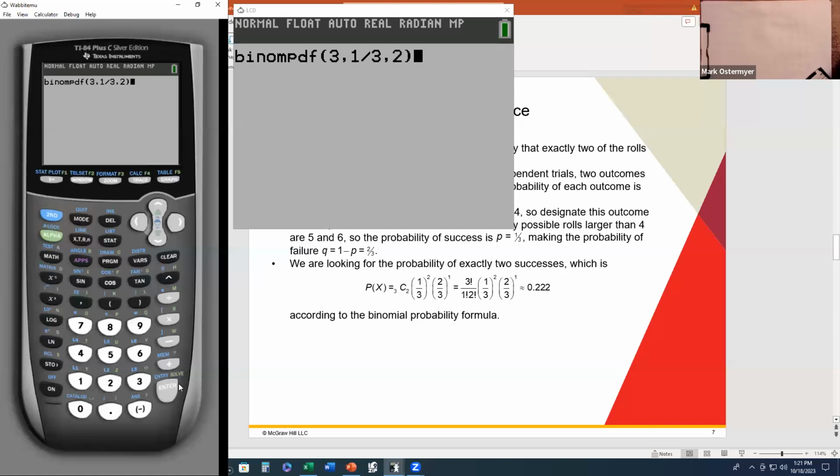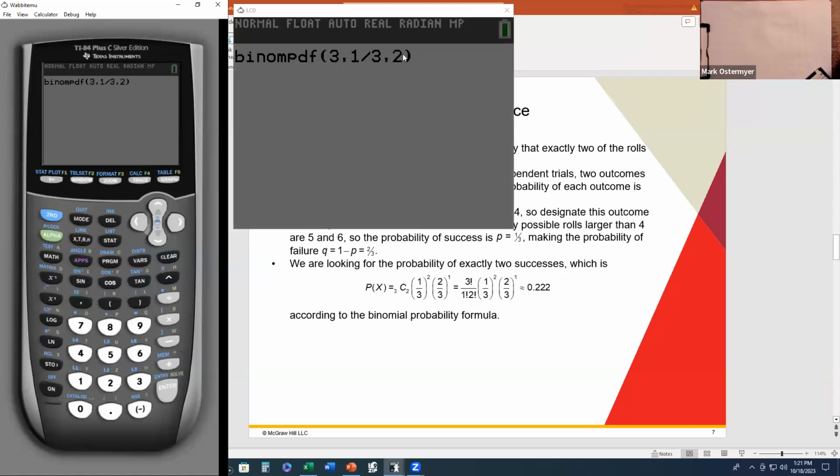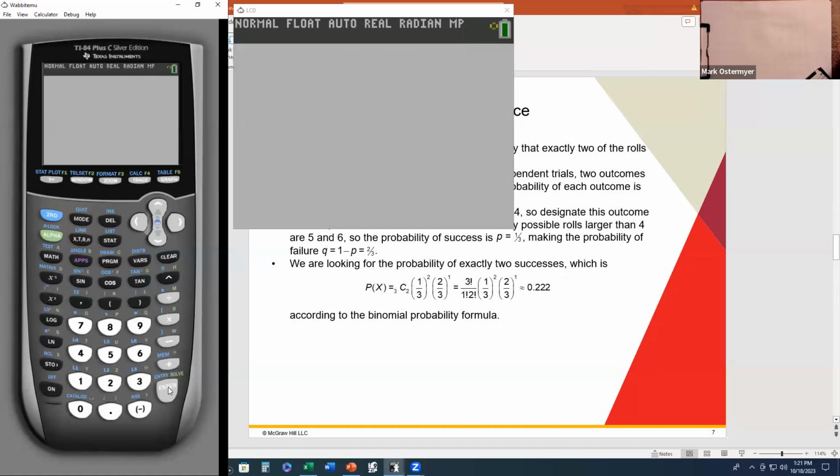All right, so whether we have the horizontal layout that my calculator has, or you bring up the function and it lays it out horizontally with just an open parenthesis, you're going to have to type in 3, 1 divided by 3, 2, and then a closed parenthesis. Either way, hit enter, and ladies and gentlemen, there's our probability. So that's the probability of having exactly 2 successes out of 3 trials for this binomial experiment of rolling the die.